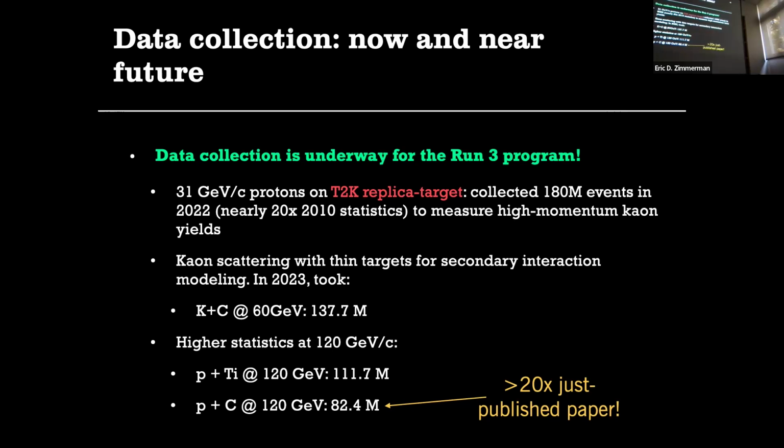We've also done kaon scattering with thin targets for secondary interaction modeling. And we also took higher statistics, really because we fulfilled our goals with the kaons a week before the end of the run. So we decided to go back and take some more proton carbon at 120, because once again, that's really important. And we got 20 times our entire 2016 and 2017 data set in a few days of running. We did it with two different targets, actually, titanium, because there are some titanium elements in this as well as carbon.